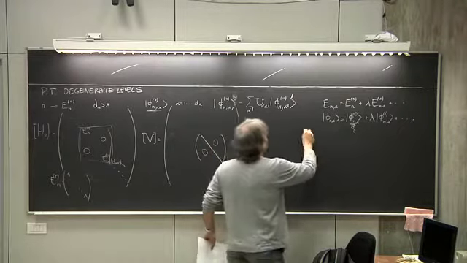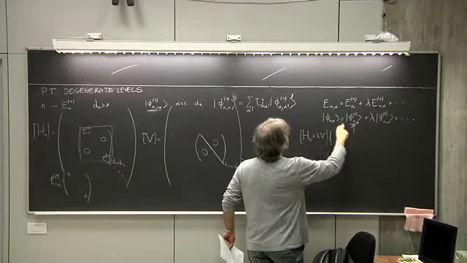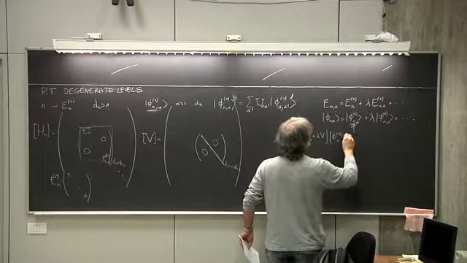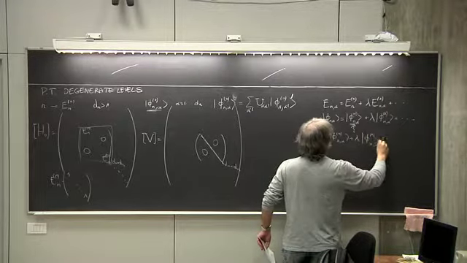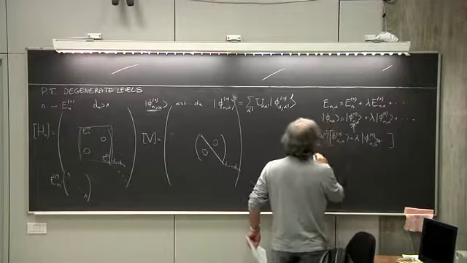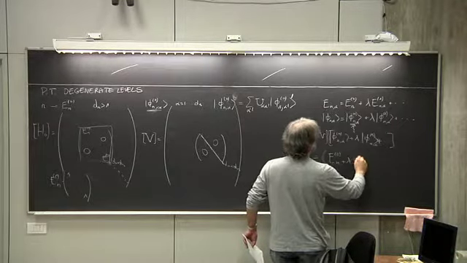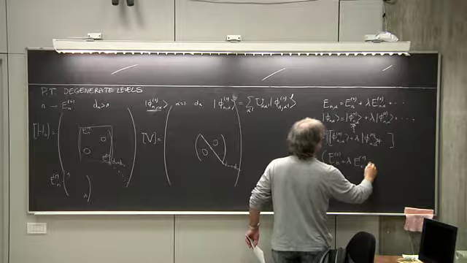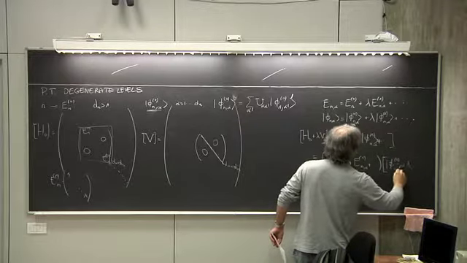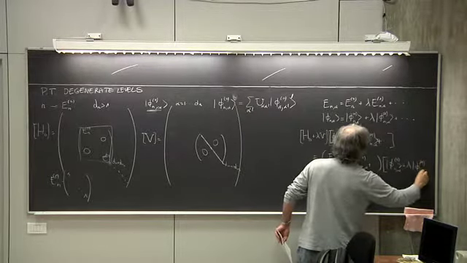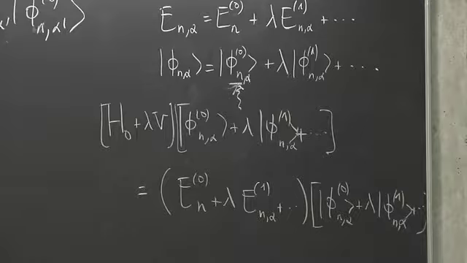Okay, so let us write now the usual H0 plus lambda V times the state, so times phi0nα plus lambda phi1nα plus blah, blah, blah, equal to the energy, so E0n plus lambda E1nα plus blah, blah, blah, times phi0n plus lambda phi1n plus etc. Okay? So I want now to extract again the terms of, yeah.